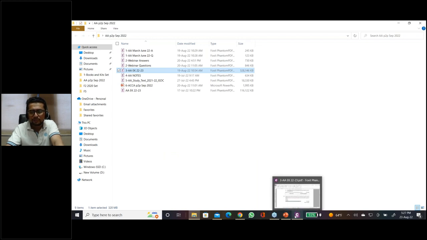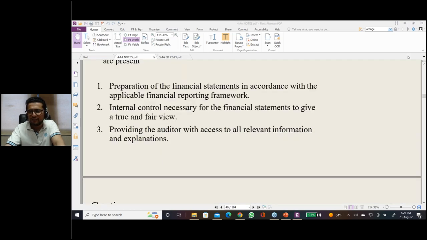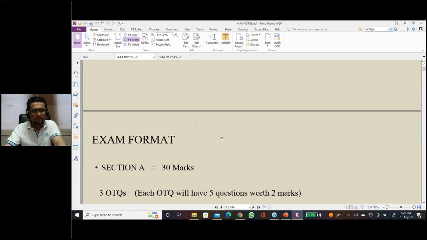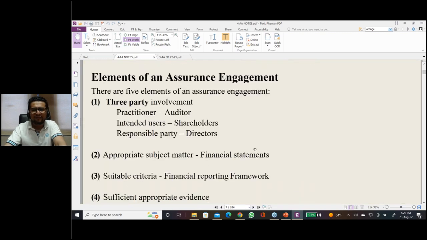Five elements of an assurance engagement. Now, what are those five elements? So here are the five elements of an assurance engagement. Whenever there is an audit assignment, there are three parties involved. Number one, the practitioner, the auditor. The intended users, most importantly, the shareholder, and the responsible party, that is the directors.